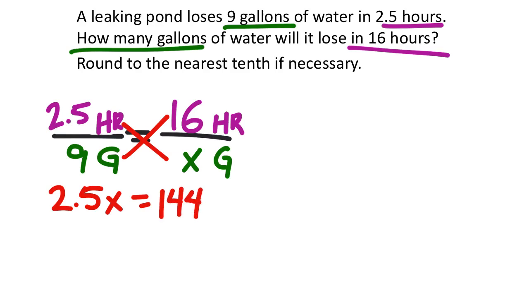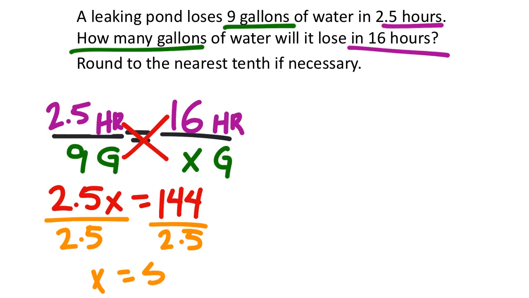So 2.5x equals 144. Let's finish this off by dividing both sides by 2.5. So that'd be 1x equals 144 divided by 2.5. Again, just in the calculator, 57.6. So this is already rounded to the nearest tenth. But again, don't forget to label this. This one is in gallons.